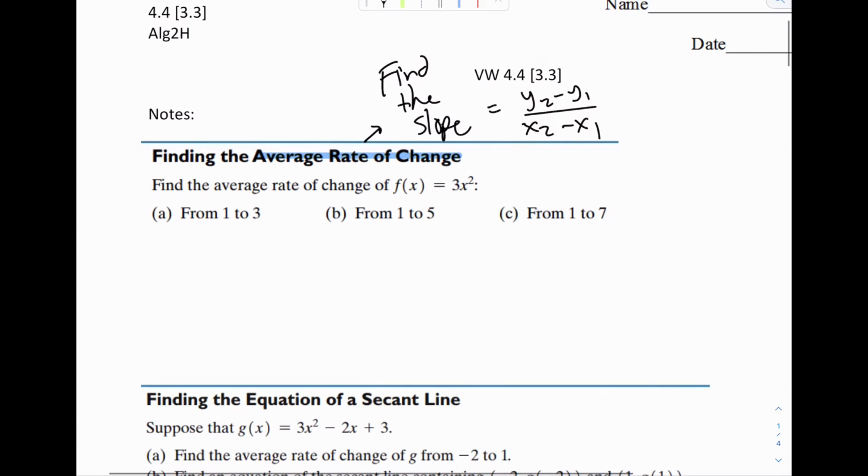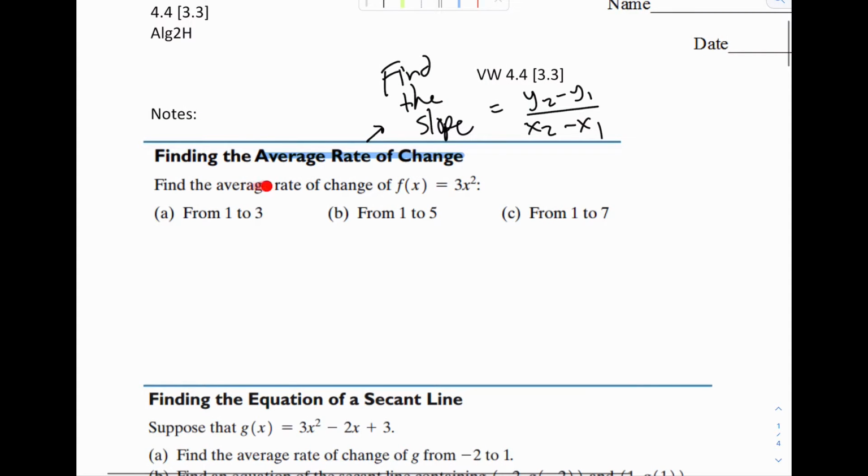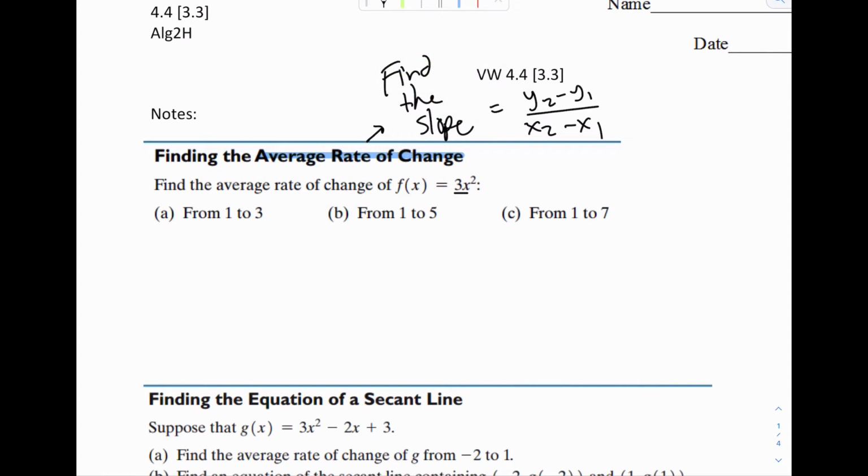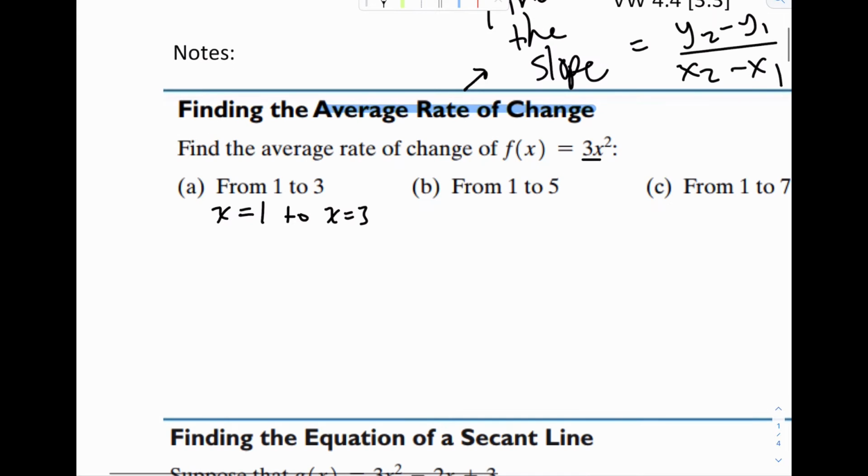So right here it says find the average rate of change in this function, f of x equals 3x squared. I'll just underline that for a second. And it says from 1 to 3. So what that means is we're looking at when x is 1 to when x is 3. Now notice how it doesn't give you two full coordinates, but you do have the x part, 1 and 3.